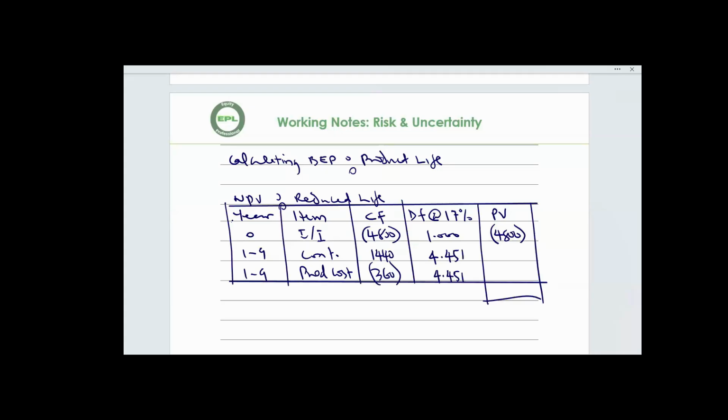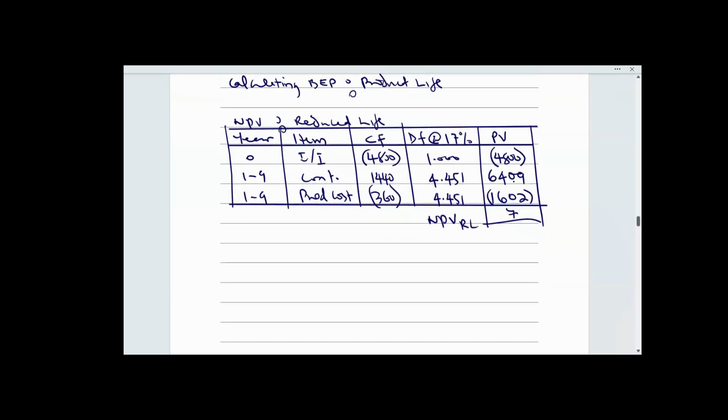What's the 6409.44? 6409.44. Okay. The second one, production cost, 1602.36. Difference of 7. This is the NPV of reduced life. So that's step 2.